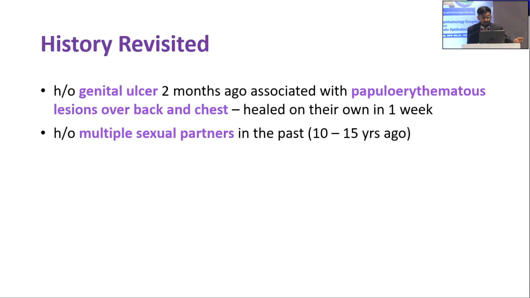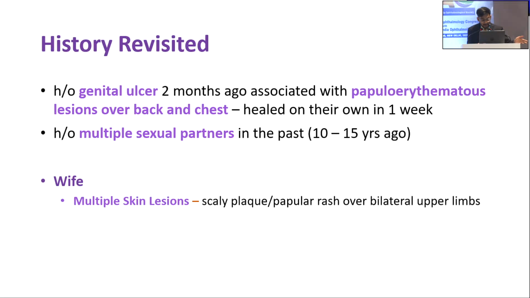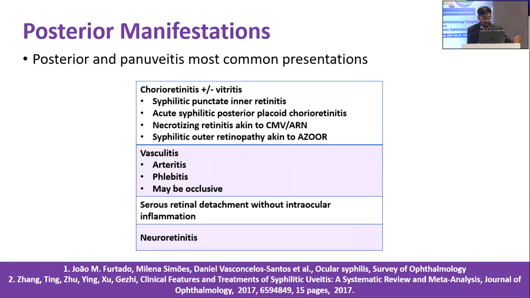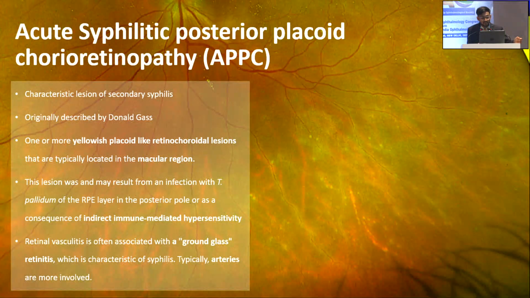So then we went back to the history and asked leading questions, and the patient revealed that he had a history of genital ulcer a few months ago with papuloerythematous lesions, and he had multiple sexual partners in the past, and his wife also had multiple skin lesions. Now ocular syphilis can present in a wide variety of manifestations, the most common of which are posterior uveitis and panuveitis, especially the acute syphilitic posterior placoid chorioretinopathy, in which there are ground glass retinochoroidal lesions due to the indirect immune-mediated hypersensitivity to the Treponema pallidum.